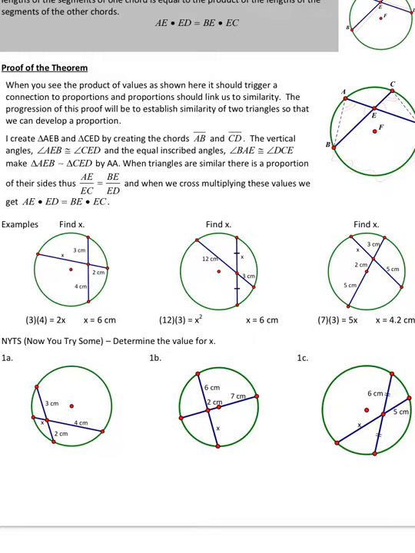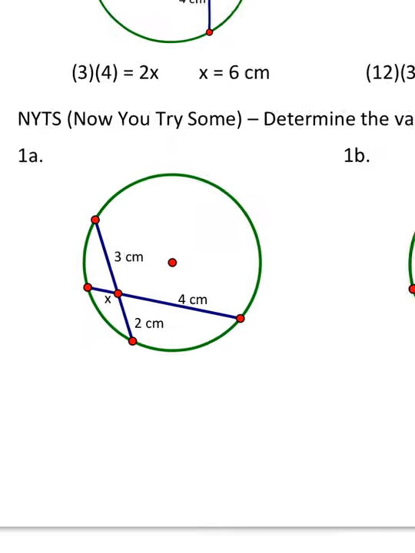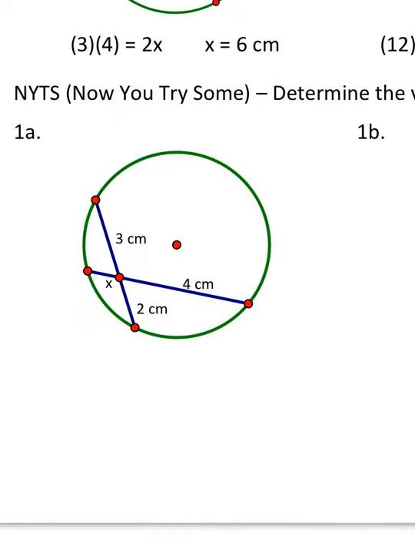And so you guys can take a look at the examples. I'd ask you to consider looking at example 1 on your own. If you have that these chords intersect each other, then we have that the parts multiplied together are also equal to each other. So 3 times 2 equals 4 times x. Multiplying 3 times 2 is 6. Divide both sides by 4, we get 6 over 4, or 3 halves is equal to x.